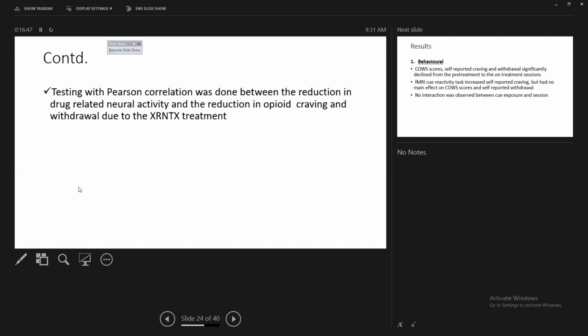Another thing which they have done, I think is really very complex for you. I have already told you that there is a written score part, and there is this MRI contrast values part. In the end, they have correlated these two also: whether the reduction in drug-related neural activity usually found by the MRI, and the reduction in opioid craving due to these scores, correlate or not. Even that has been found out. So various calculations they have done.